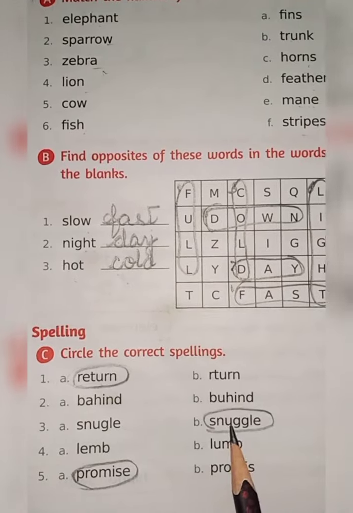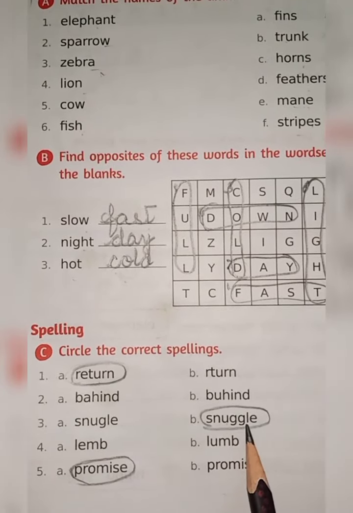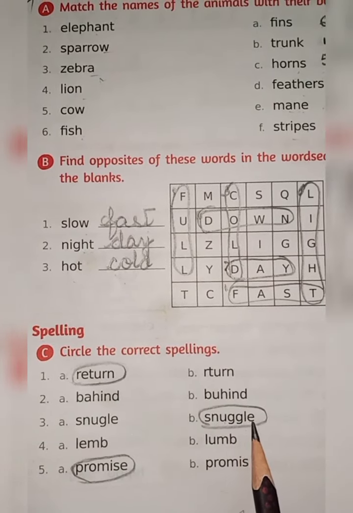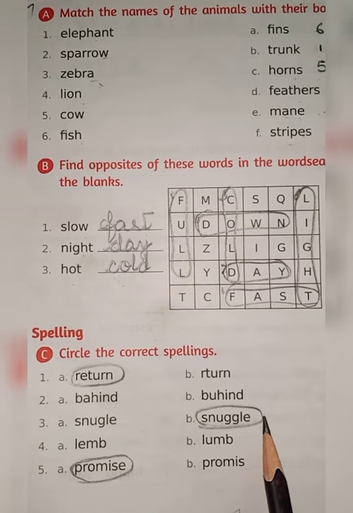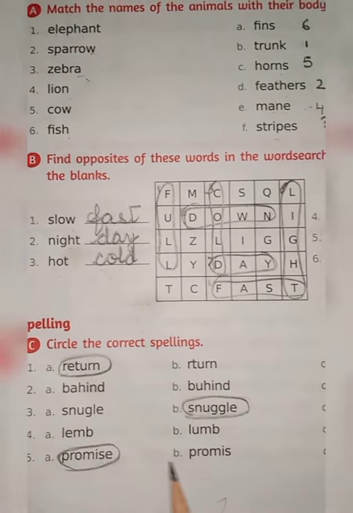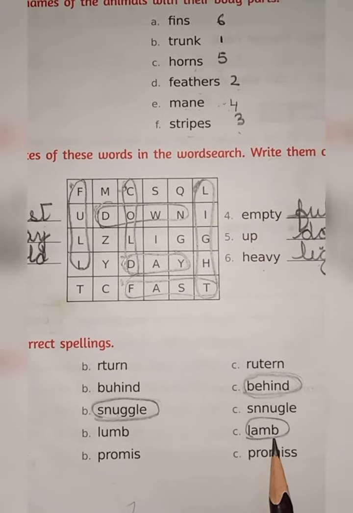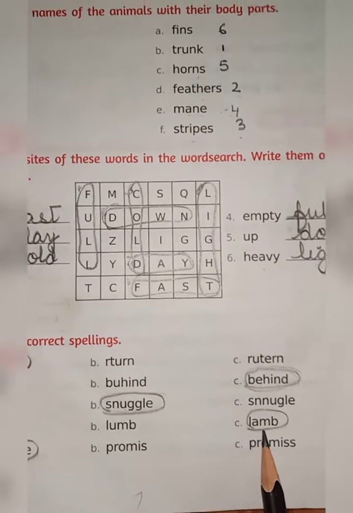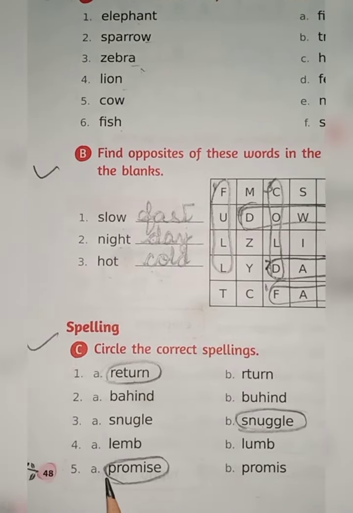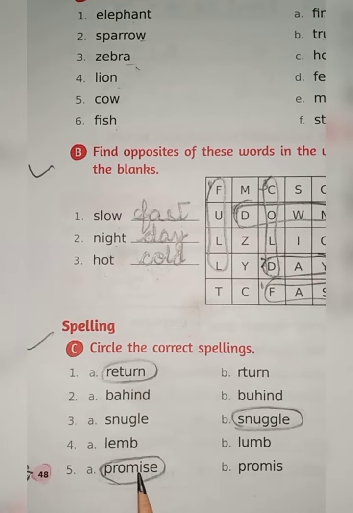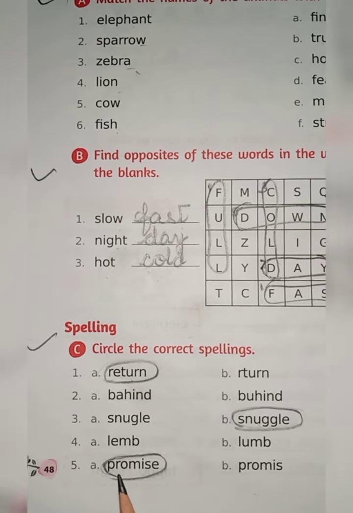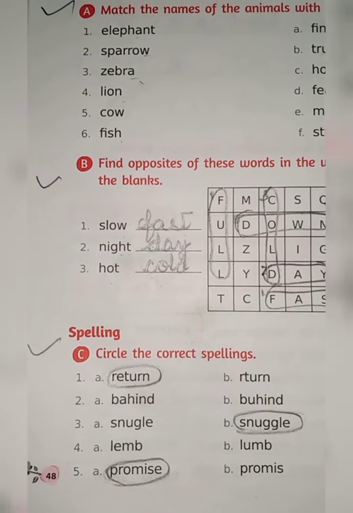Number three is snuggle, S-N-U-G-G-L-E. Circle the spelling, snuggle. Number four is lamb, L-A-M-B. Circle the word. Last is promise, the first one, P-R-O-M-I-S-E, promise. Circle the word promise.